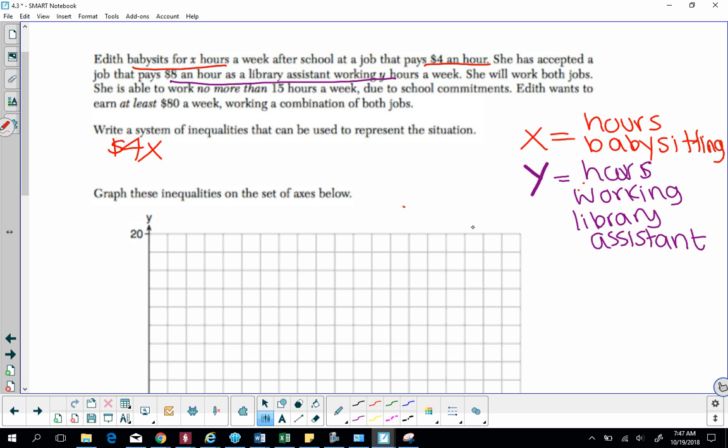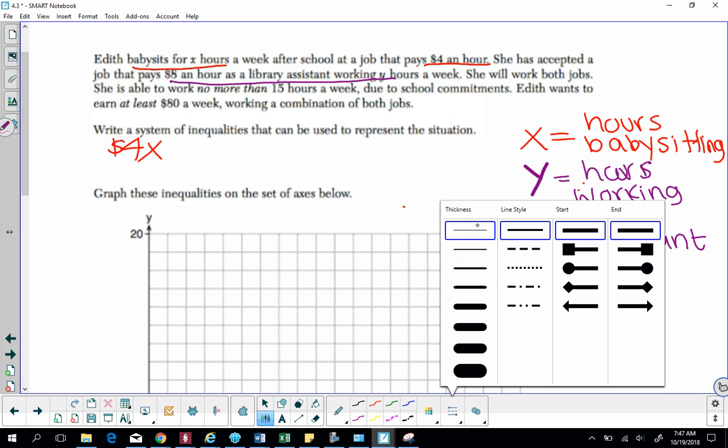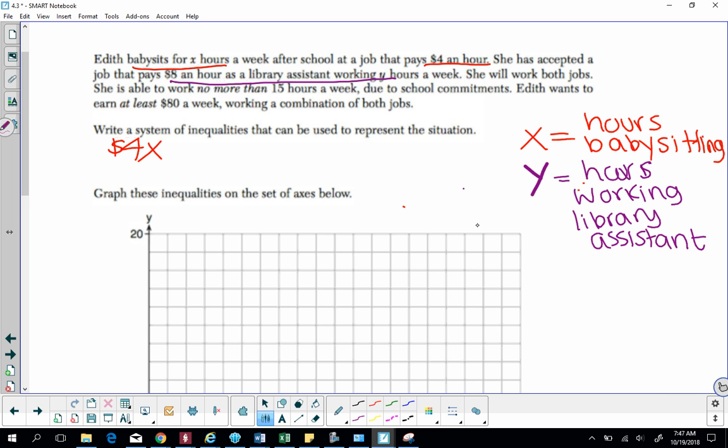Then, how much money being a library assistant? 8, right? $8 an hour being a library assistant. Then we look, and what other money is in this scenario? What other money do we see in here? $80. So I'm going to put that as my money over here. At least $80 a week.